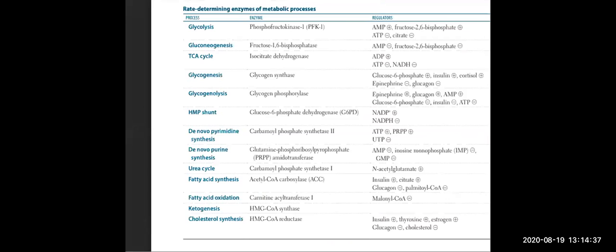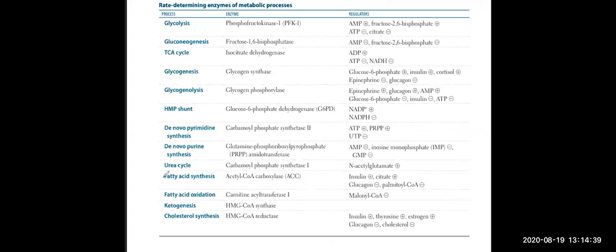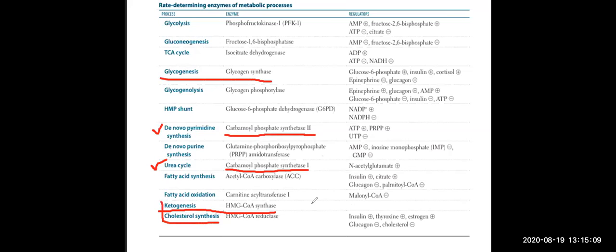Okay, so in your book you see urea cycle: carbamoyl phosphate synthetase 1. De novo pyrimidine synthesis: carbamoyl phosphate synthetase 2. So remember this 1 and 2. Then glycogenesis with glycogen synthase and ketogenesis with HMG CoA synthase. I'm not showing you the ketogenesis picture. It is in your First Aid, so we will see it when we see both of these together.